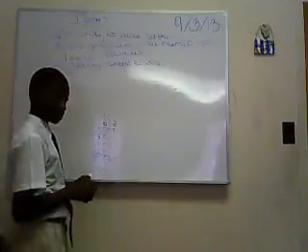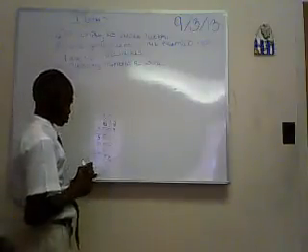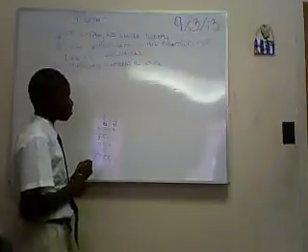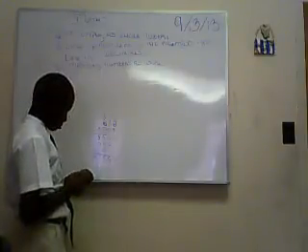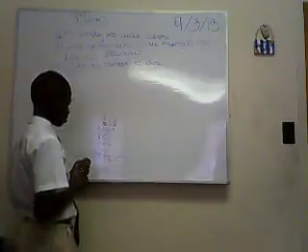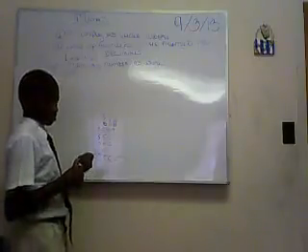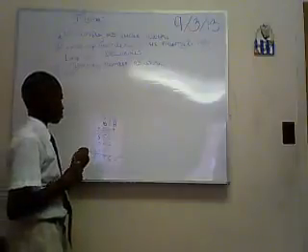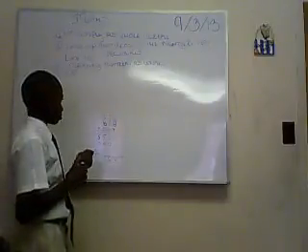0 times 8 is 0. 0 times 1 is 0. 0 times 6 is 0. 0 times 8 is 0. 0 times 1 is 0. 0 times 6 is 0.